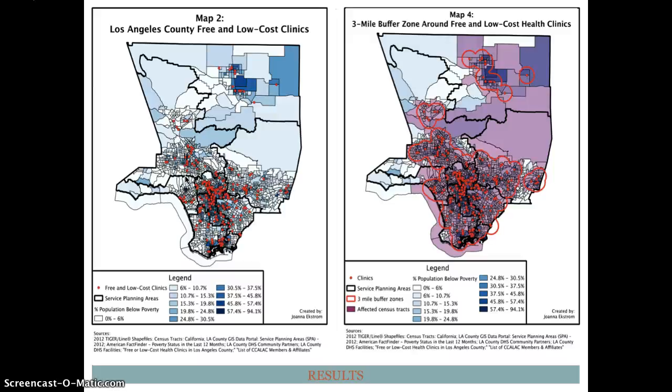And from doing calculations from this, I found out that over 67% of the total population of LA County lives in a census tract that intersects a buffer zone of 1 to 5 miles around a clinic, and over 80% of the population in poverty lives in these buffer zones.